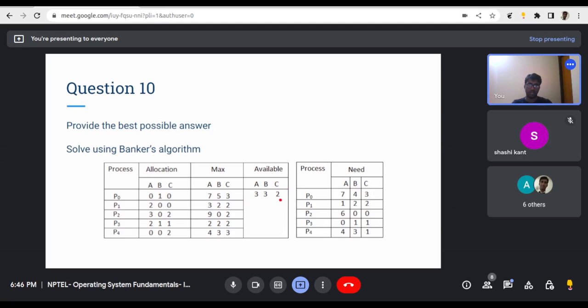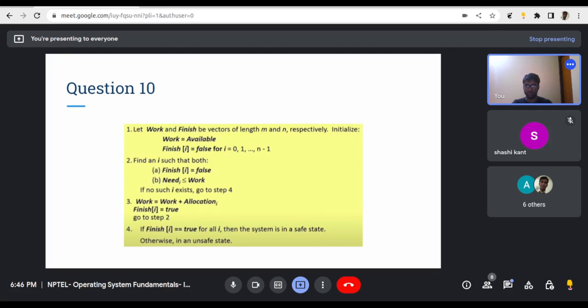Anyway, let's now get into the steps required for solving this problem using Banker's algorithm. This is a screenshot from the slides that are used in the theory section, in the lecture videos of the course. So I just used a screenshot from there. Let me just give you an overview of what you need to do.